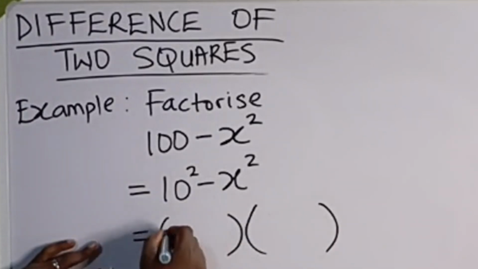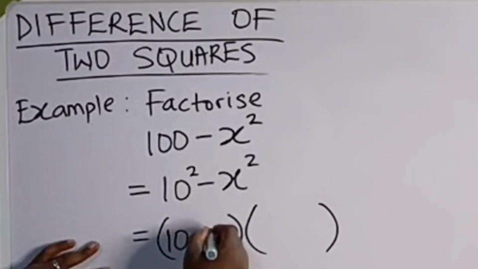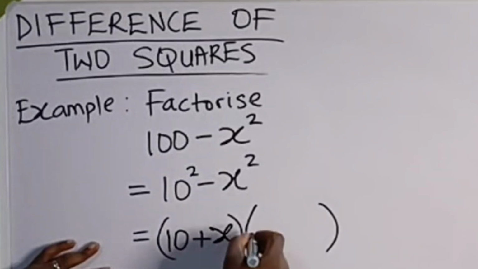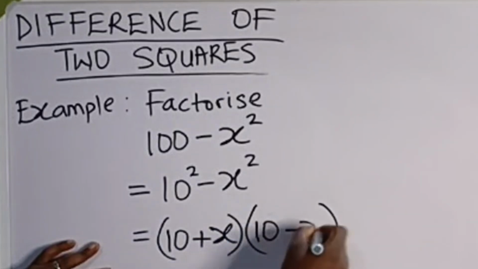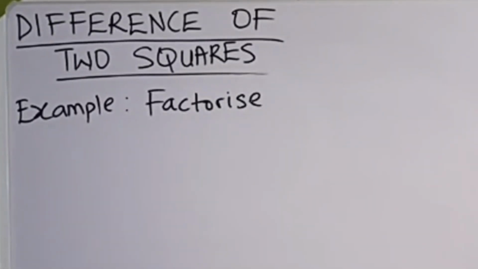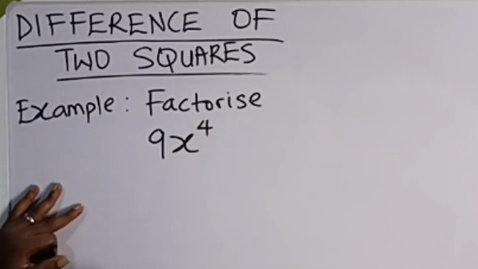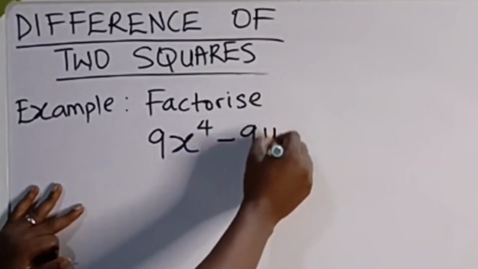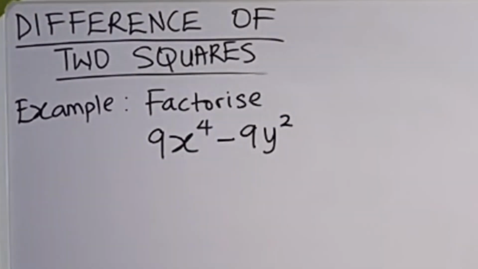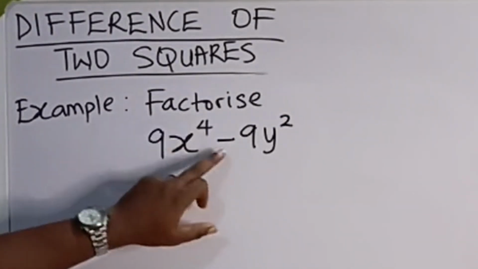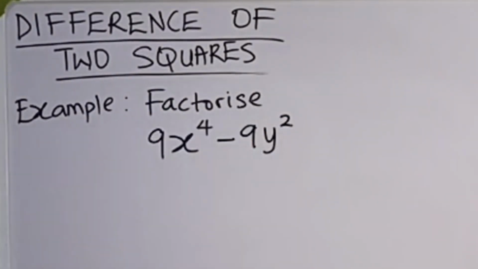In the first parenthesis, 10 is added to x. In the second parenthesis, 10 subtracts x. 9x to the fourth power minus 9y to the second power. So we have 9x to the fourth power subtracting 9y to the second power. This looks a little bit complicated, but it's not.